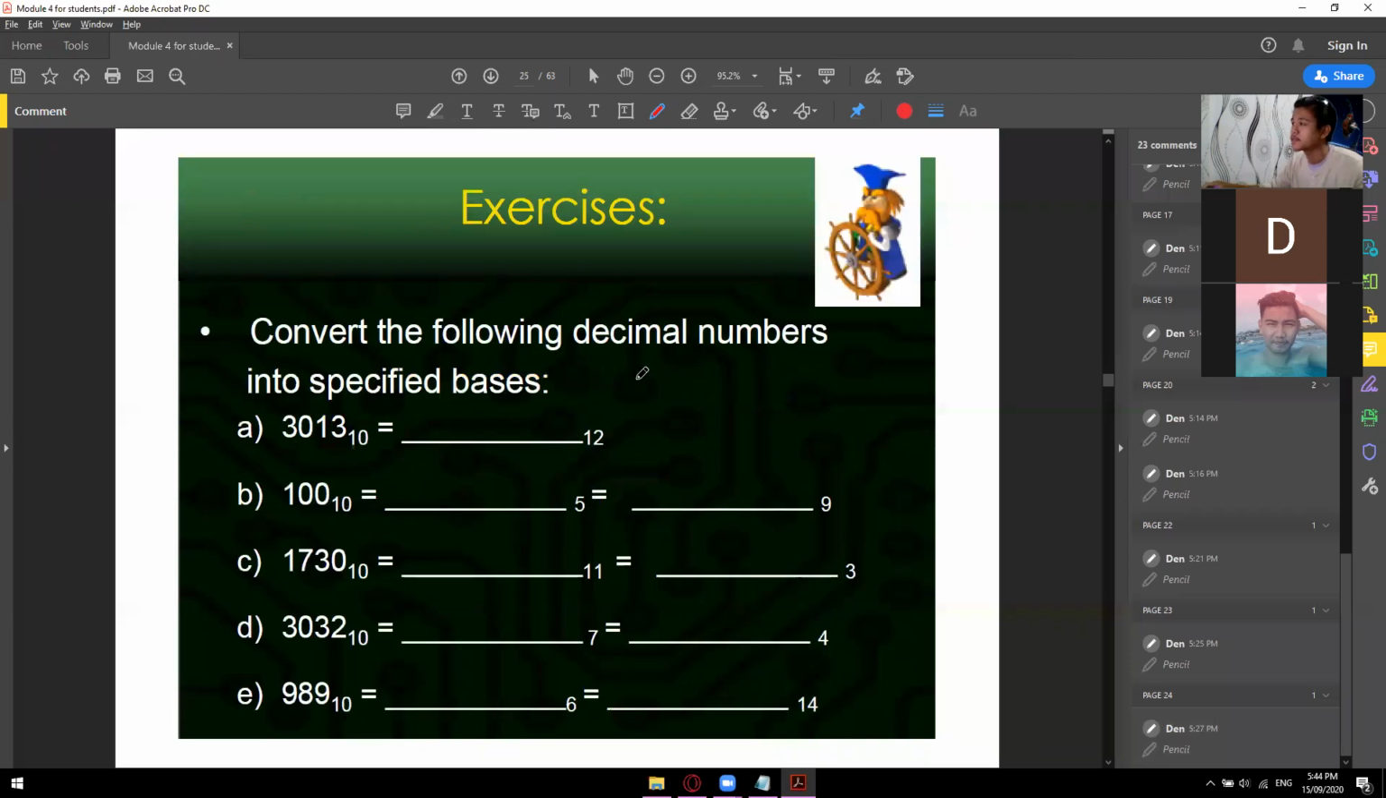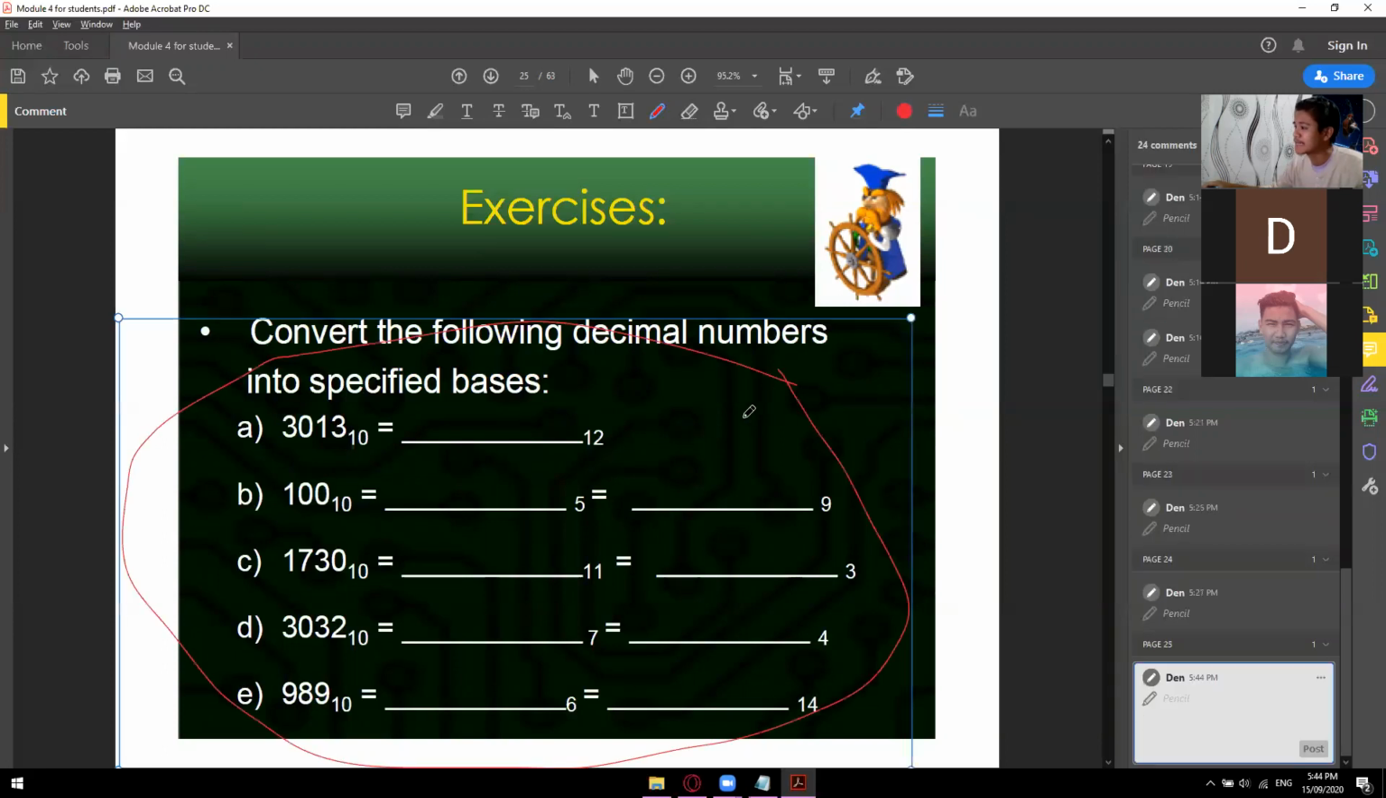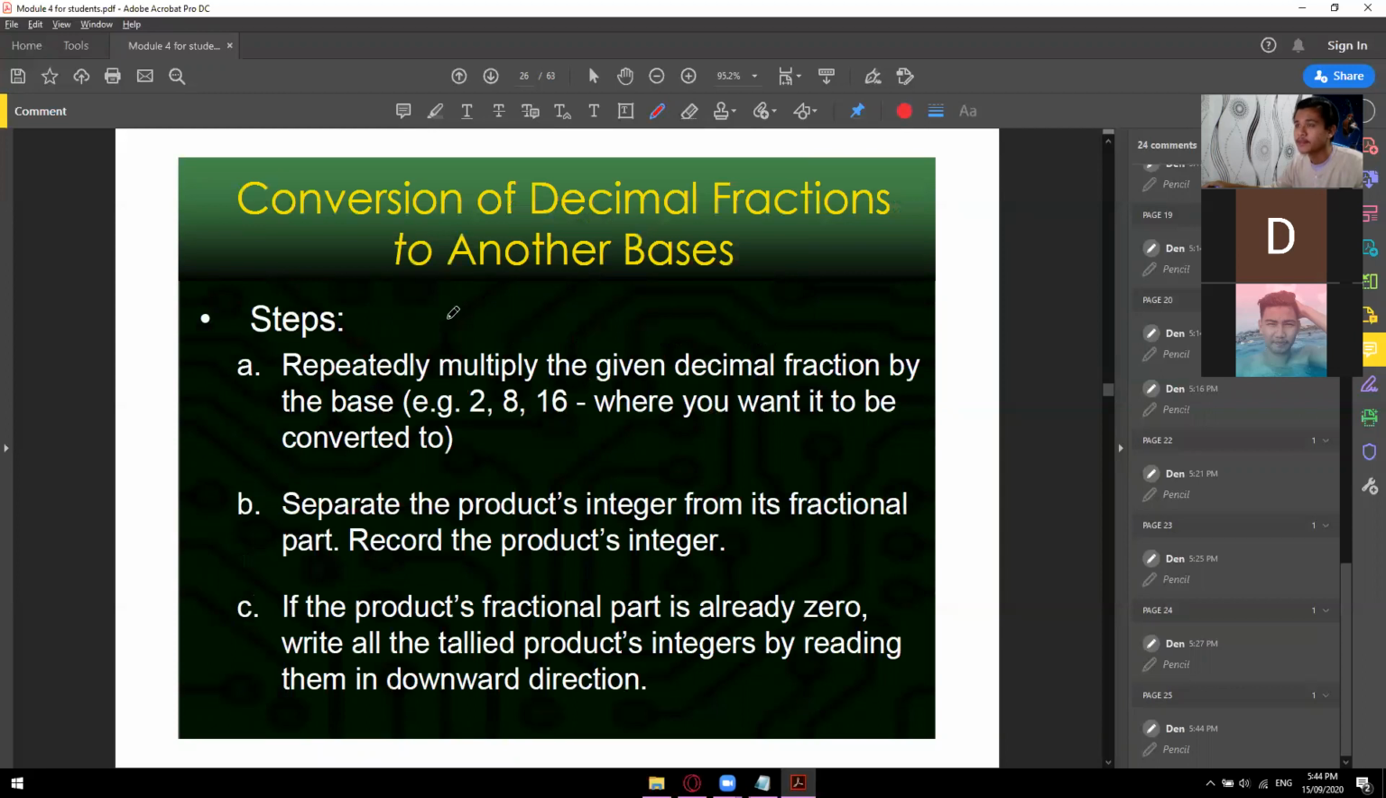Moving on. So supposedly magkakaroon ulit kayo ng exercise, but then again, as I told you a while ago, you will only have one piece or one activity instead of having 3, since kulang na tayo sa oras. Okay, so iiwanan ko na to as part of your practice assignment. Okay. Next one is conversion of decimal fractions to another basis.